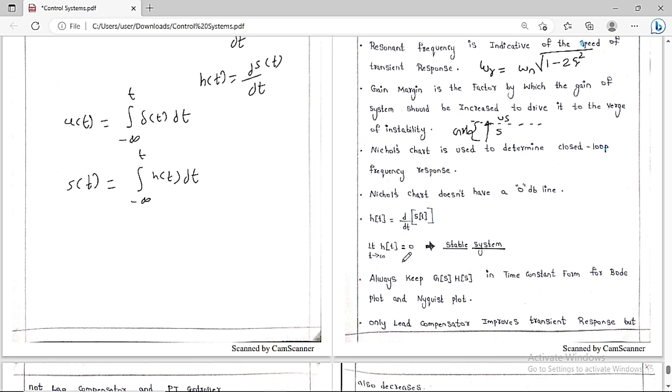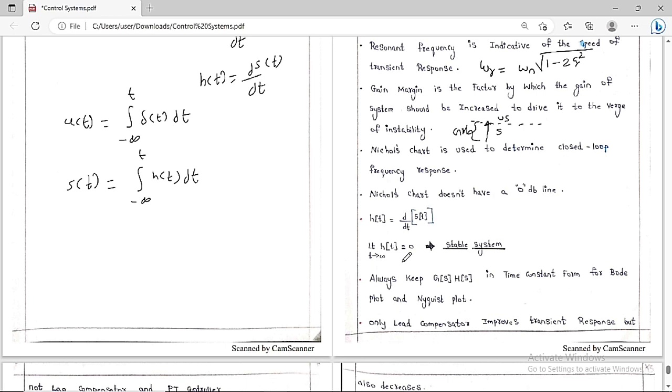So finally, I can say as t tends to infinity, if the impulse response is going close to 0, it is called a stable system. But if the impulse response is going to a finite value, it is called a marginally stable system. But if the impulse response has an increasing value, we can say this is an unstable system.